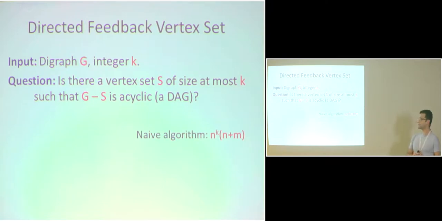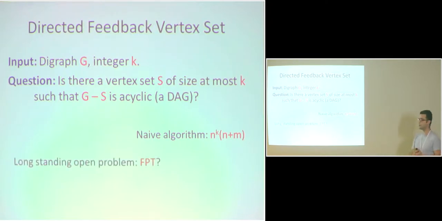The naive algorithm for this runs in time n to the k times linear, because I can try all possibilities for k element sets to remove, and after that, check whether what is left is a DAG. That takes linear time. Okay? So for k equal to 0, this is linear time. For k equal to 1, this is order nm.